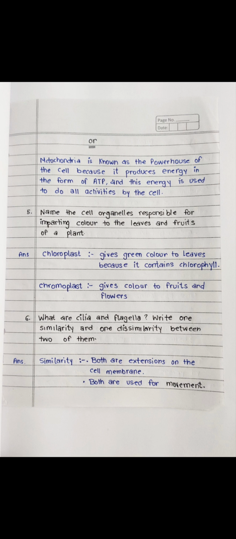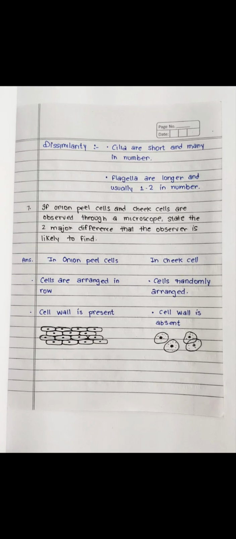Answer. Similarity. Both are extensions on the cell membrane. Both are used for movement. Dissimilarity. Cilia are short and many in number. Flagella are longer and usually 1 to 2 in number. Question 7. If onion peel cells and cheek cells are observed through a microscope, state 2 major differences that the observer is likely to find.